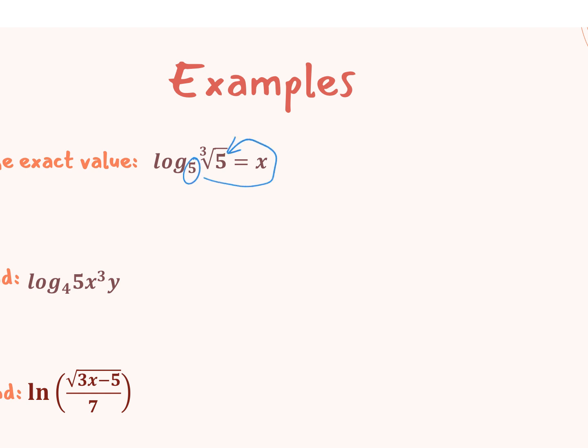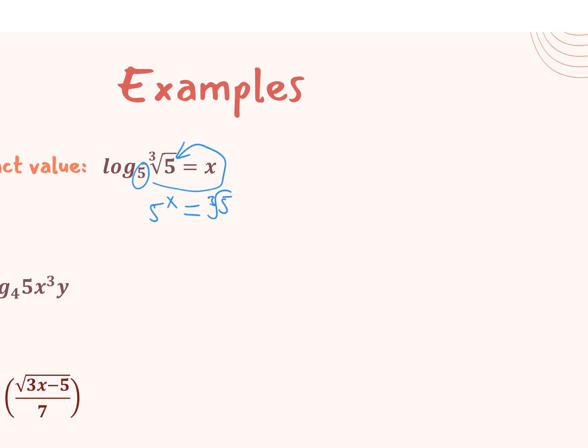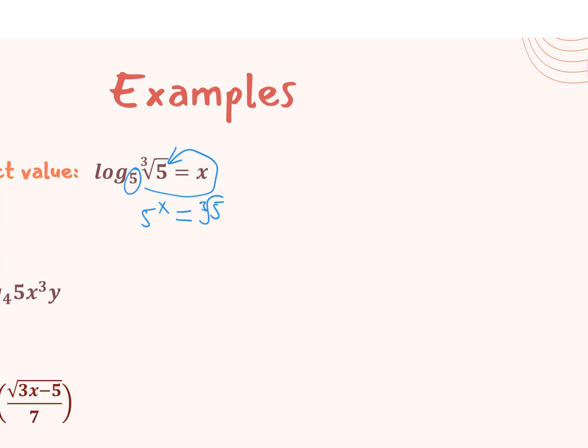Convert it to an exponential equation, and then we get 5 to the power of x is going to equal cube root of 5, right? And then cube root of 5, we can rewrite it as 5 to the 1/3, right? Remember that any root can be written as a fraction in the exponent. So we get 5 to the x equals 5 to the 1/3. And then using change of base, we can cancel out our bases, and so x equals 1/3.